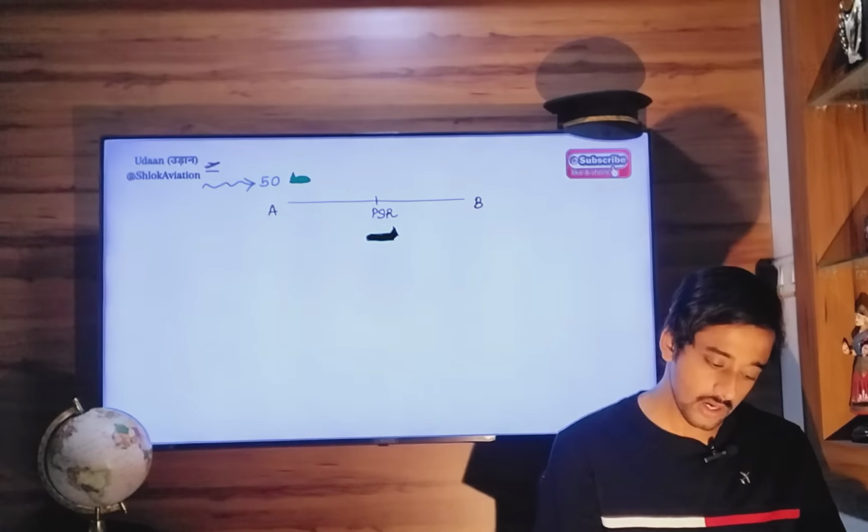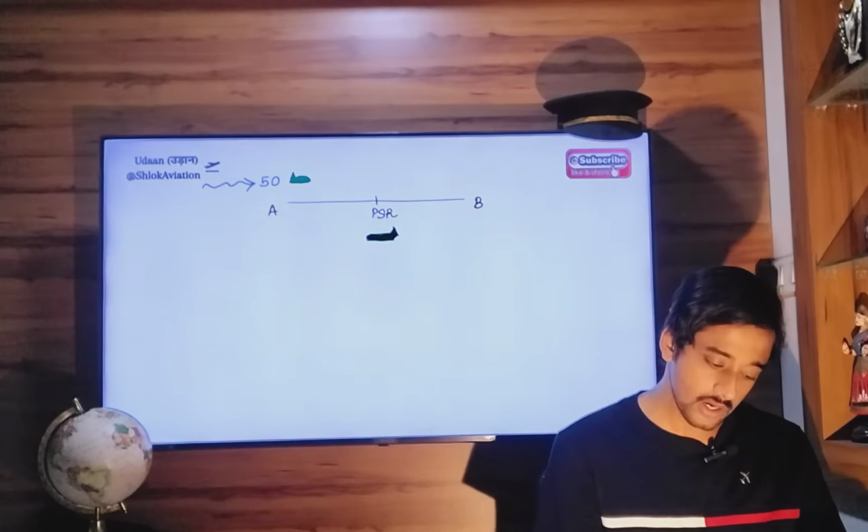So true airspeed 300, true airspeed 300. What will be the ground speed outbound? 300 plus 50 because it's a tailwind, 350. Homebound will be 300 minus 50, so 250. When coming back to your departure, you will be faced with a 50 knots headwind. What will be your distance to point of no return?